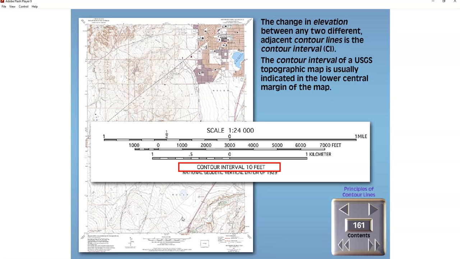Maps are going to use nice easy numbers. They're going to count by 10s. They might count by 20s, 50s, 100. They're not going to count by 3s. They're not going to count by 7s. They're not going to count by 21s. They're going to keep it nice and easy: 10s, 20s, 50s, 100s. They're going to use nice, simple, round numbers.